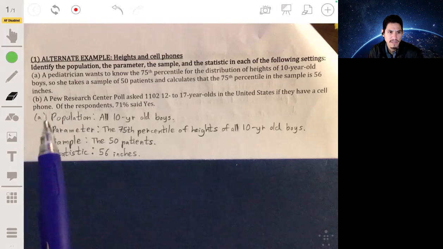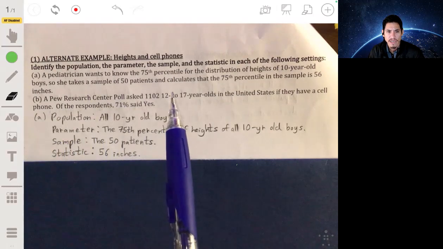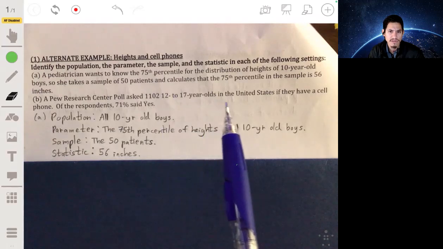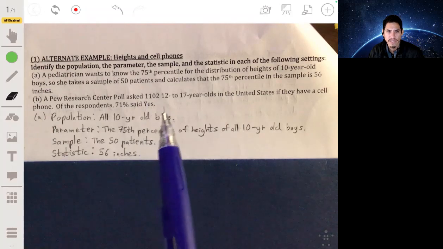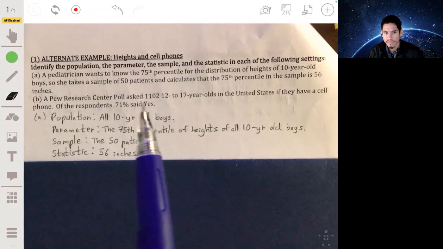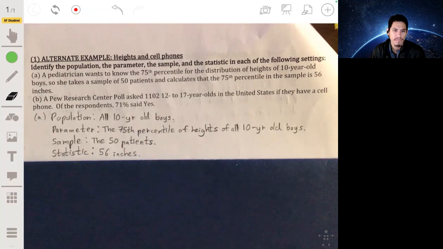Now in the second scenario, the Pew Research Center poll asked 1,102 12 to 17-year-olds in the US if they have a cell phone. Of the respondents, 71% said yes. Again, go ahead and try the problem on your own first, pause the video, and when you think you have an answer, unpause it and check with me.